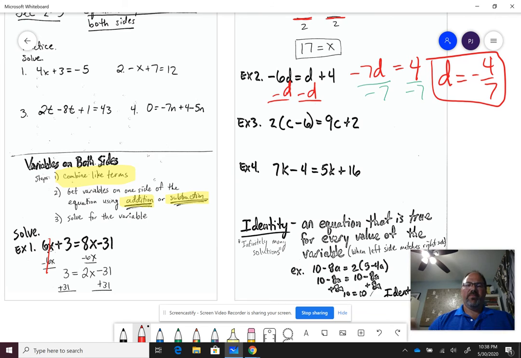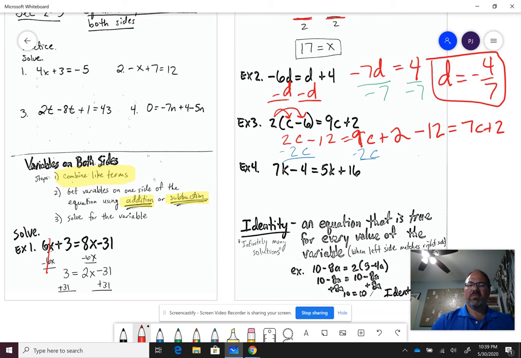Here, probably the easier way to do this problem is to get rid of the parentheses first. So a little out of order, but in this case, I think the easier way to solve it is to distribute. So if I distribute this, I end up with 2c minus 12 equals 9c plus 2. Now I can get my variables together. I'm going to choose to keep them positive by subtracting 2c on both sides. That leaves me with negative 12 equals 7c plus 2. Then I'm going to subtract 2 on both sides. And that's going to leave me with 7c equals negative 14.